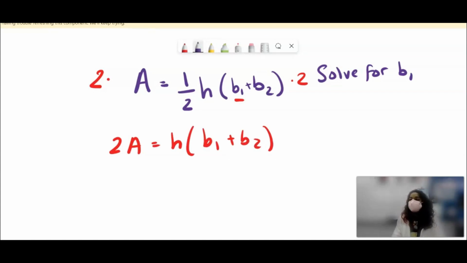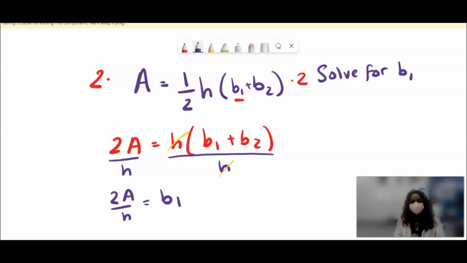Now, I still have something outside of my parentheses. What's still outside my parentheses? The h. And it's doing what to the parentheses? It's multiplying, so how do I get rid of it? Divide, so I'm going to divide both sides by h. Good. These cancel out, and I'm going to get 2A over h equals B1 plus B2. Do you notice that I dropped the parentheses? Why can I drop the parentheses? Because there's nothing really forcing it to say that this is a group anymore.